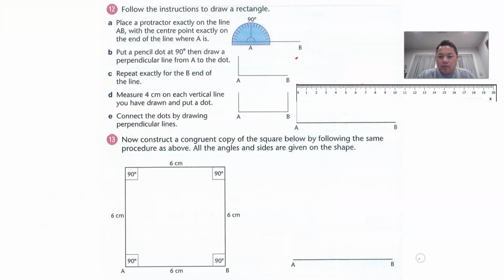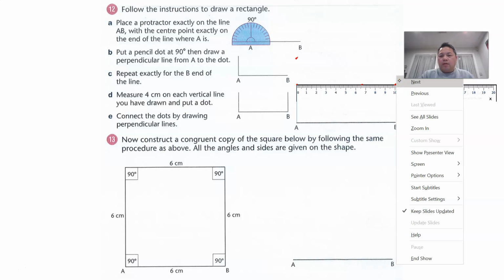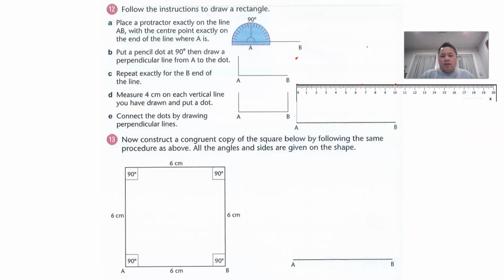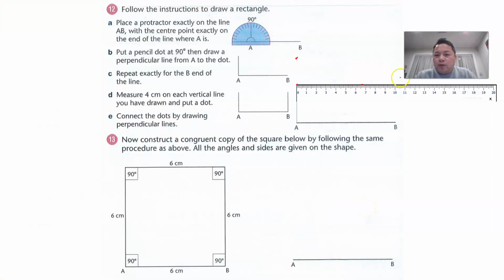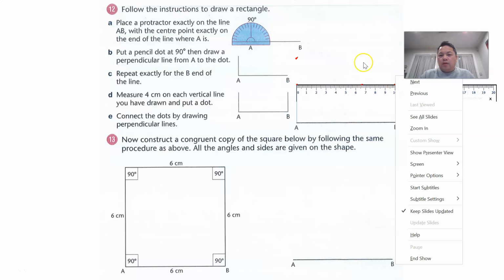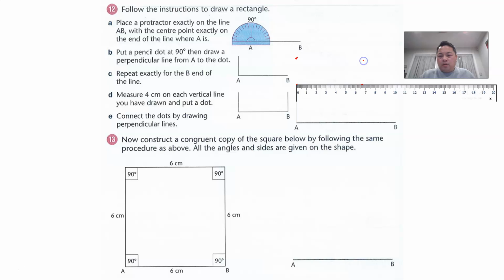Okay, let me see again. Let me put on the dot. The dot is here. Okay, and then skip. Why is the dot not appearing? Let me try one more time. Put a dot here, and then from here, and the dot is there.